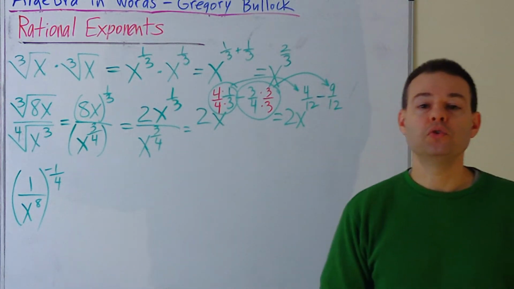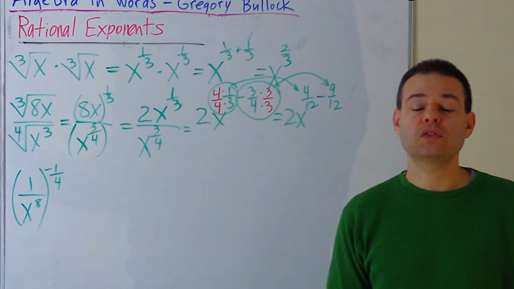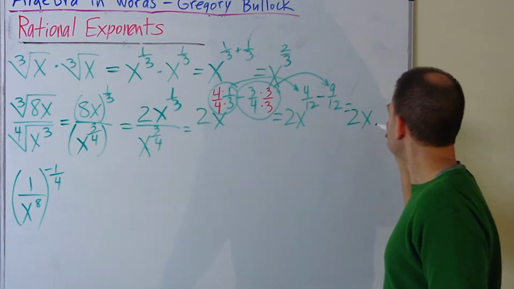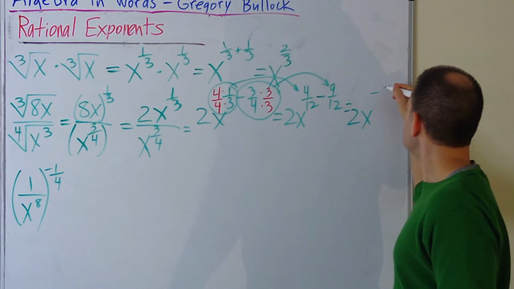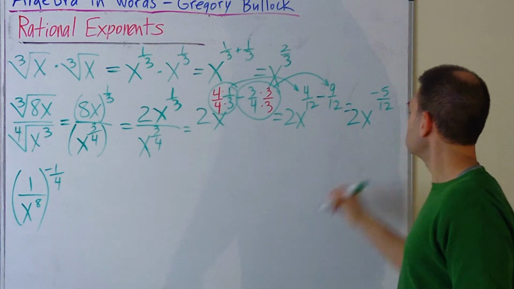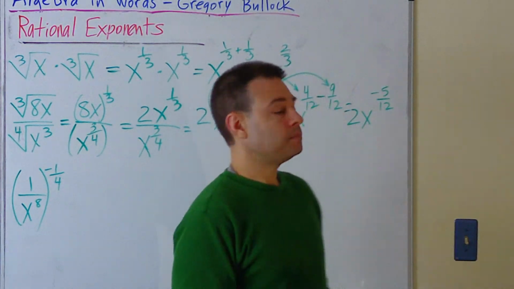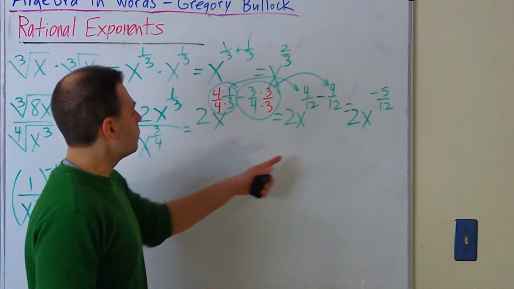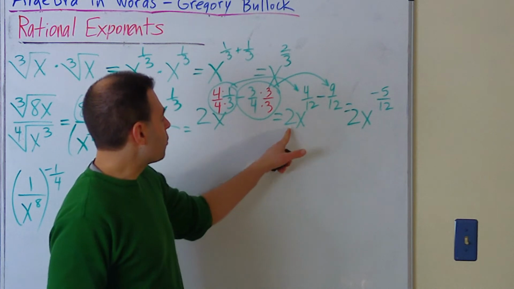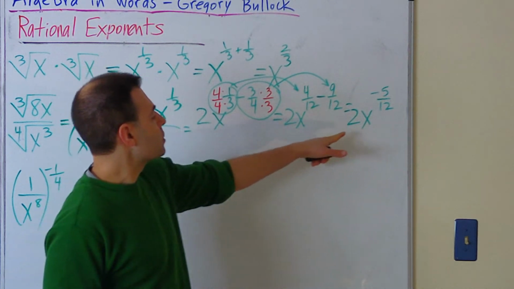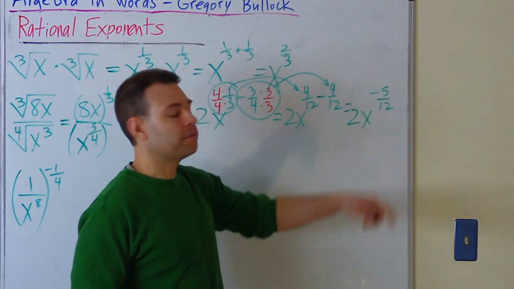And now we can do 4/12 minus 9/12, which is going to equal negative 5/12. So that's going to be the answer. We remember to bring over the 2. That didn't change. And the answer is 2x to the negative 5/12.